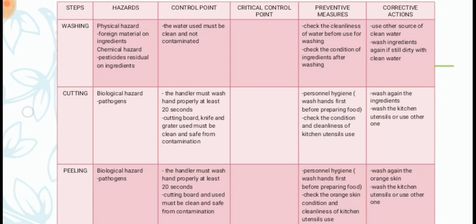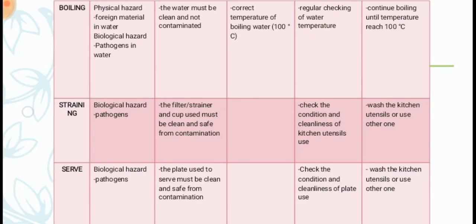For peeling, it is biological hazard. The handler must wash hand and the cutting board used must be clean and safe. For the preventive measure, personal hygiene and check the orange skin condition and cleanliness of kitchen utensil used. Corrective action, wash again the orange skin and wash the kitchen utensil or use other one.